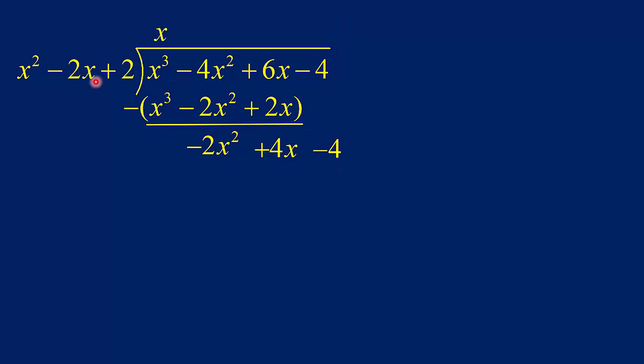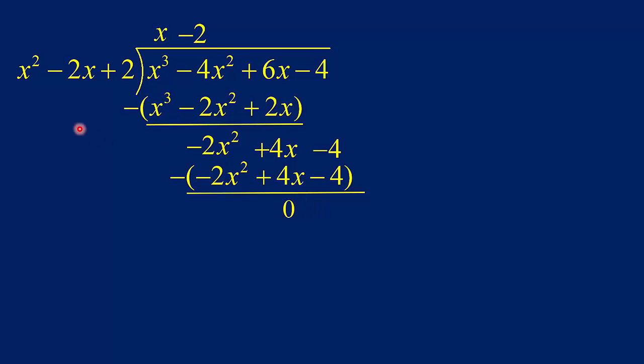See? Now, x squared will go into negative 2x squared, negative 2 times. Then I multiply. Okay, multiply. And there's a mistake here. That shouldn't be 2x squared. Let me fix that real quick. Okay, I think I fixed it. So now look what we've got here. We've got negative 2x squared plus 4x minus 4 minus the same thing. So that gives you a 0 remainder. And yeah, we knew that was going to happen because we knew that this will divide evenly into this.